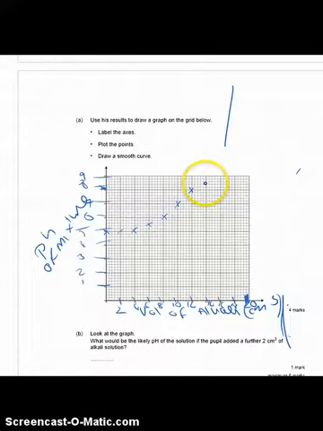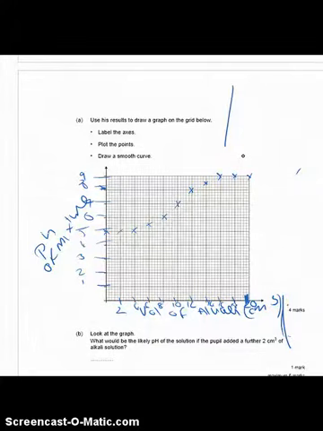2.5 there. 16 is 9, 18 is 9, and 20 is 9. Okay, so there is your graph. So look on the graph. What would be the likely pH of the solution if the pupil added 2 further cubic centimeters of alkali solution?